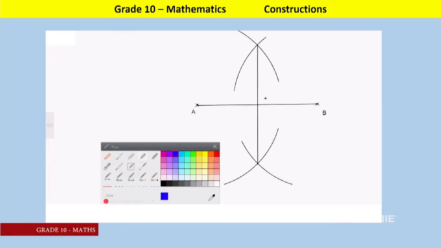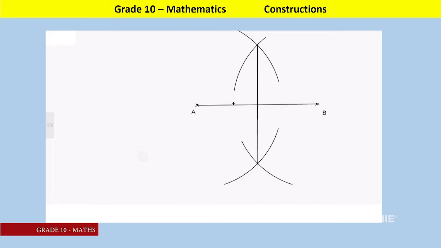So how do I know that it's a perpendicular bisector? Bisecting, you have to mark equal, perpendicular. So this is the perpendicular bisector of AB.